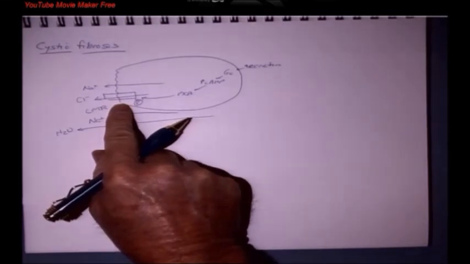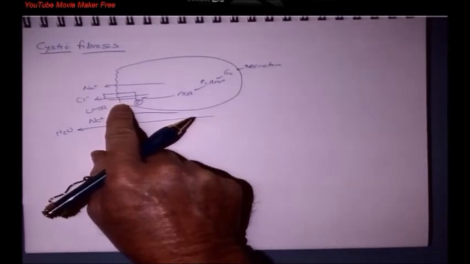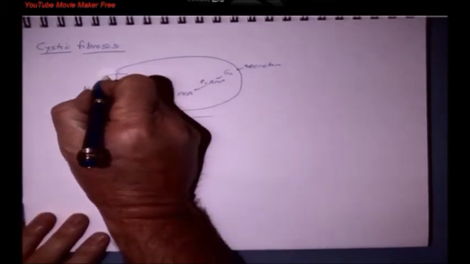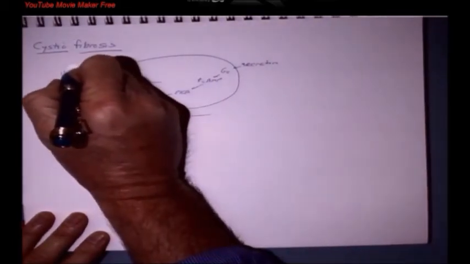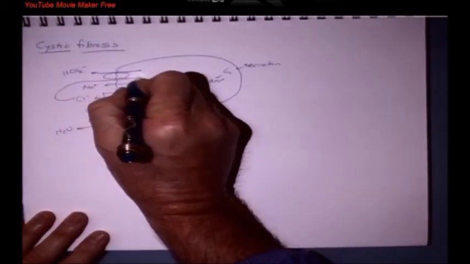Now, the other part of this is the bicarb secretion. And here we have a transporter that is going to be secreting bicarb. It's an antiporter, so it's going to take advantage of some of these chloride ions that are flowing out to help drive the exit of the bicarb.